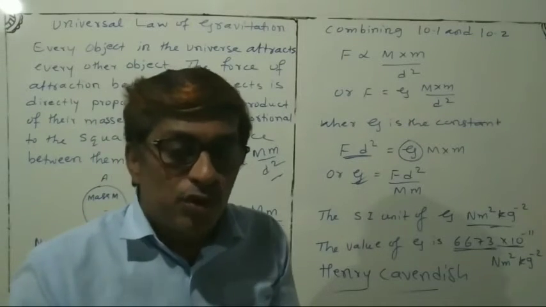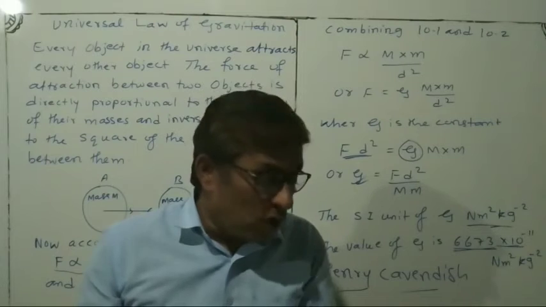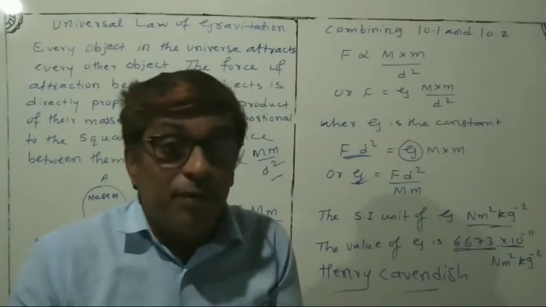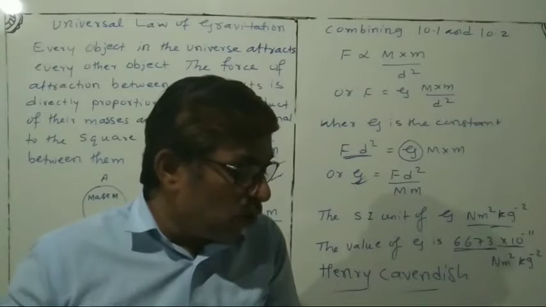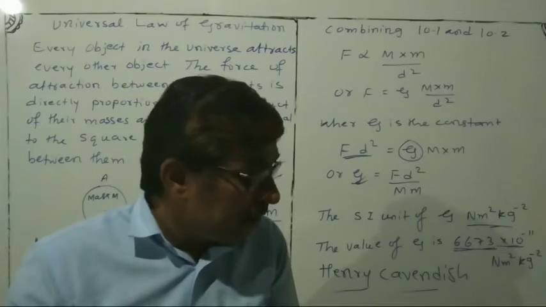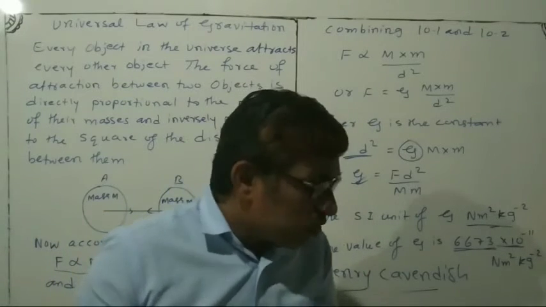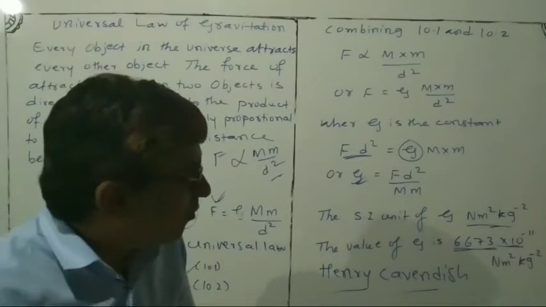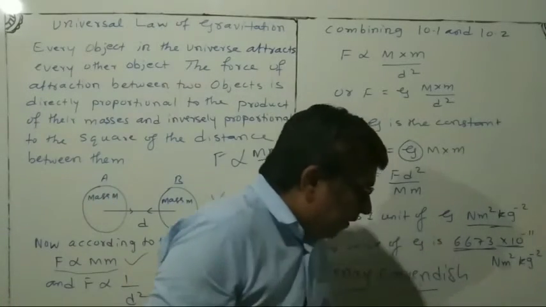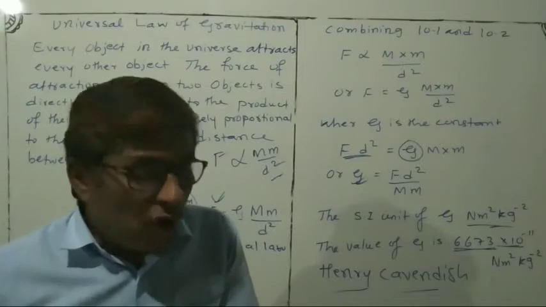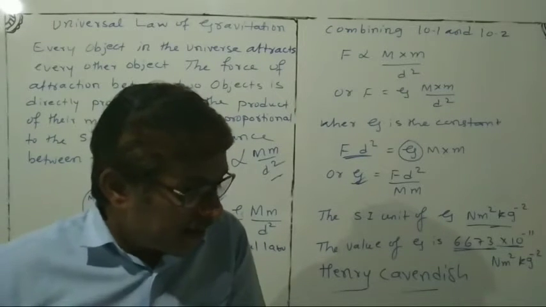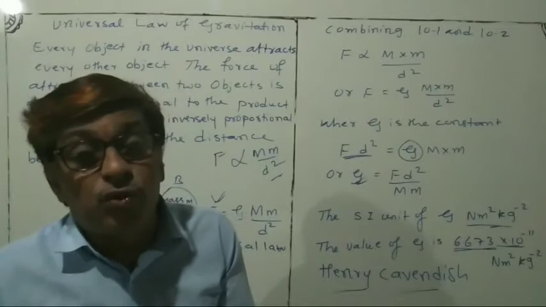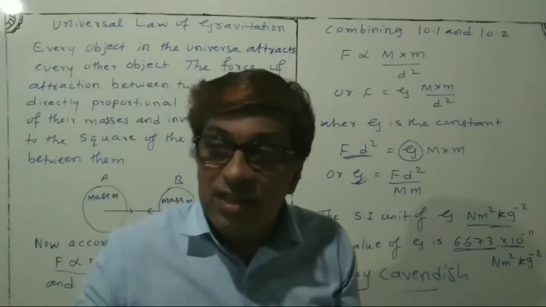So we know that there exists a force of attraction between any two objects. You have to use the value of this force between these two. Now, the law is universal. What does universal mean?